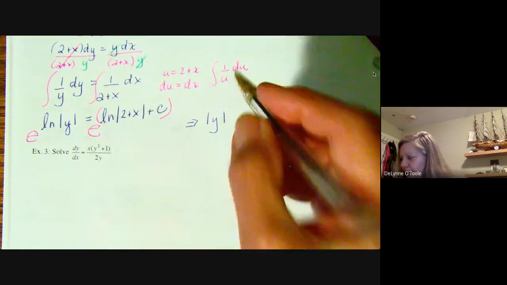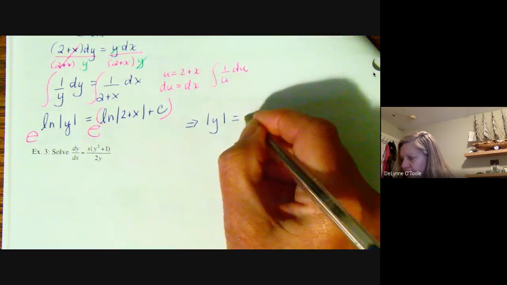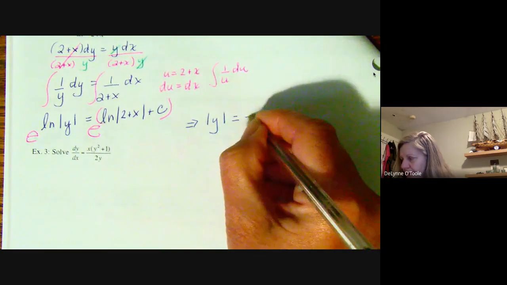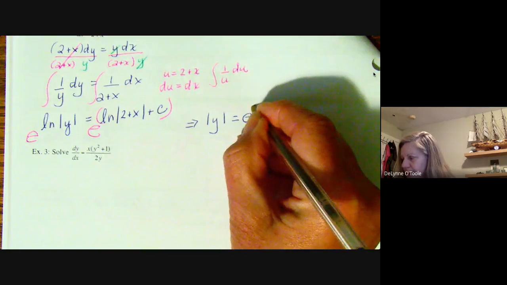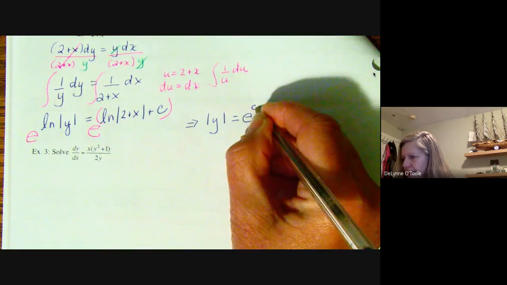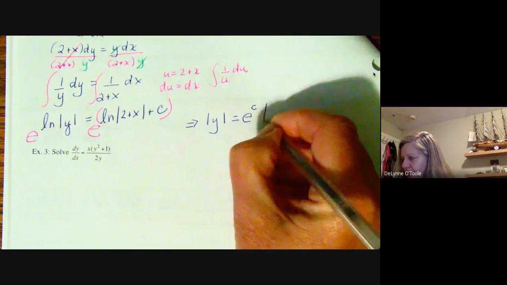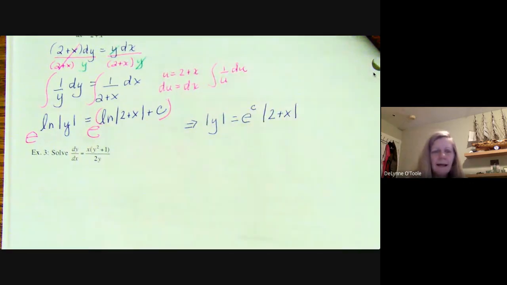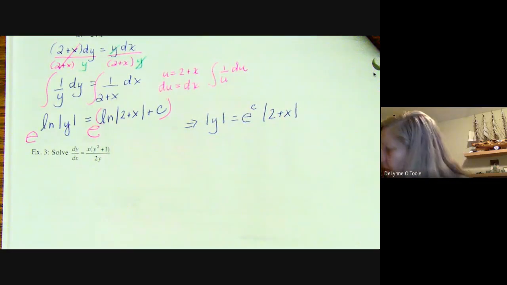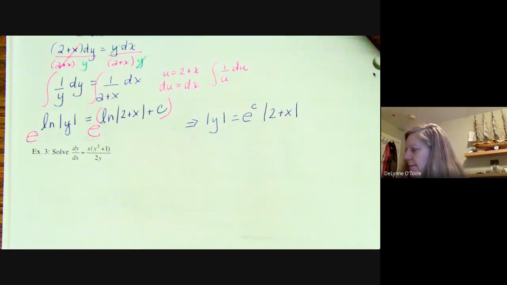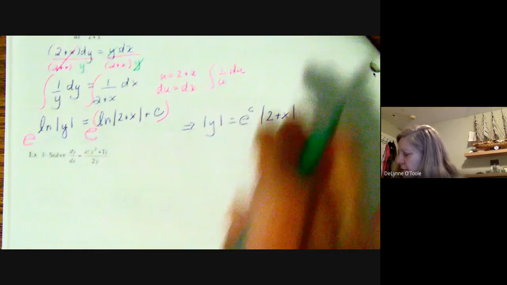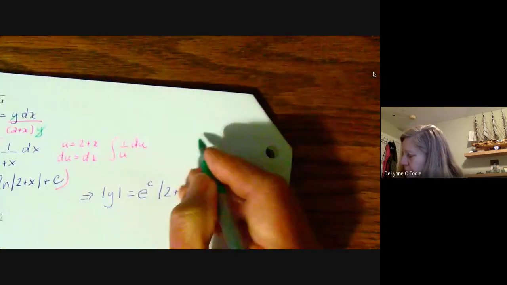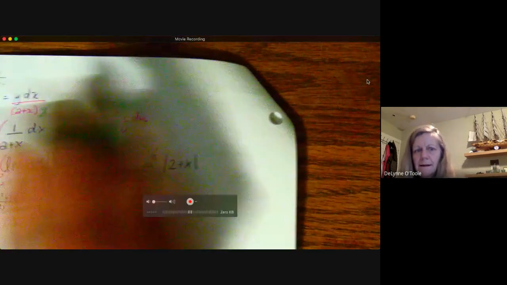So what this becomes, and we'll explain why in a minute, is e to the c times the absolute value of 2 plus x. How did I get there? There's a little intermediate step there, okay? And I'll do that little intermediate step over here in green, okay?